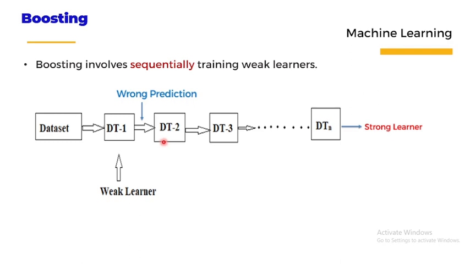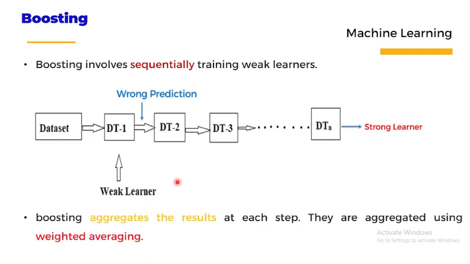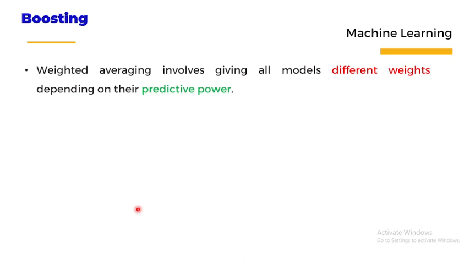Boosting internally uses decision trees, and those decision trees are sequentially connected. Boosting aggregates the result at each step, and they are aggregated using weighted averaging. Weighted averaging involves giving all the models a different weight depending on their predictive power. In other words, it gives more weight to the model with the highest predictive power, because the learner with the highest predictive power is considered the most important.